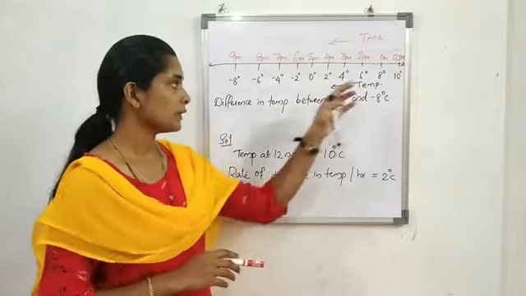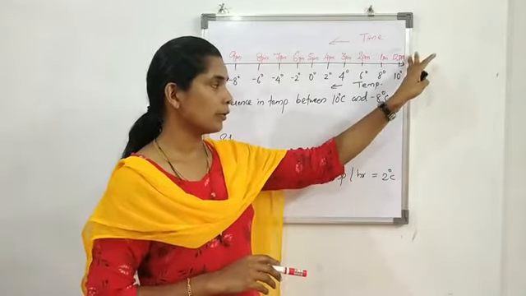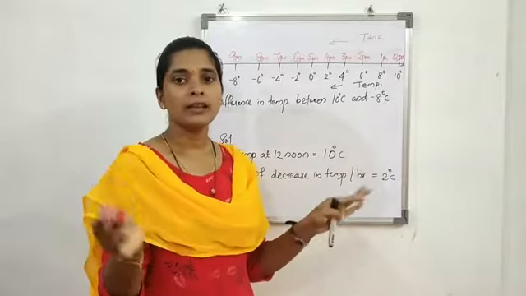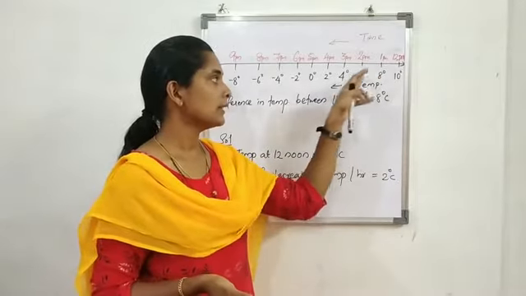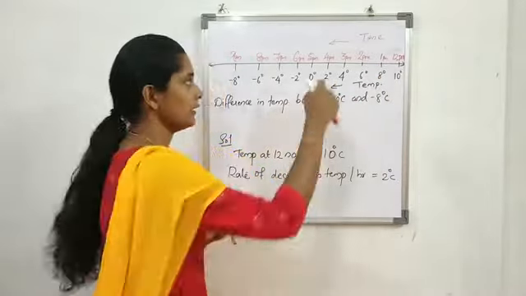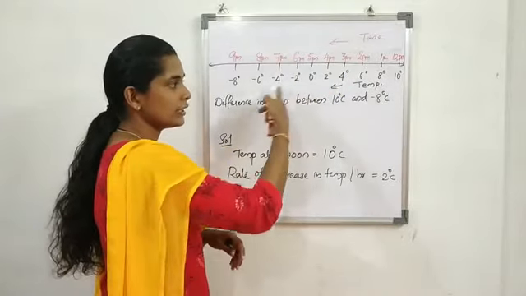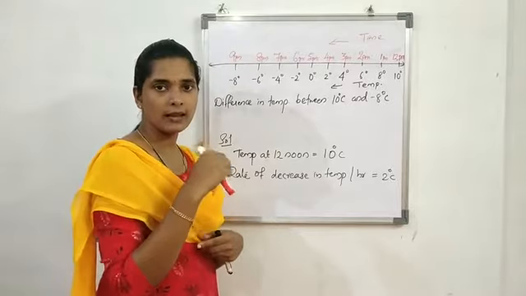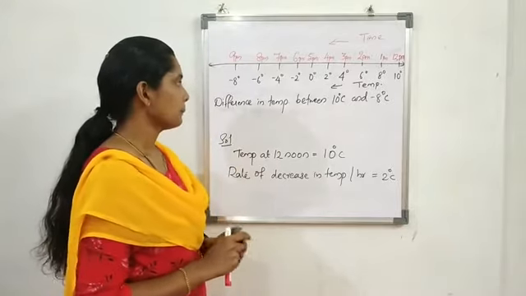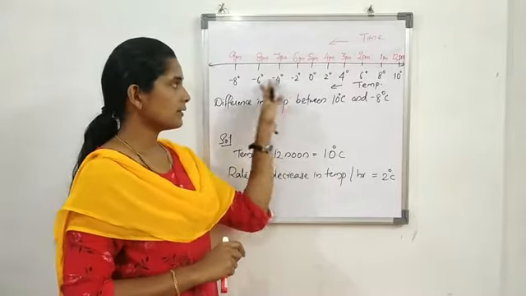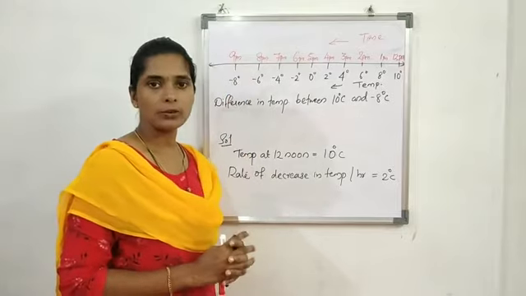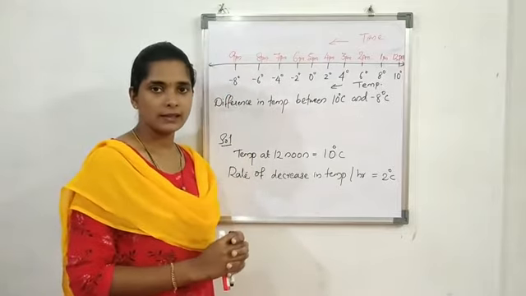Okay. So first it is 10 degrees at 12 o'clock. Then after every hour this degree is decreasing. The time is increasing, 1, 2, 3, and the degree is decreasing. 2 degrees Celsius is decreasing after every hour. Okay. This is the way we are finding. This is the answer: at 9 p.m. the temperature is minus 8 degrees Celsius.